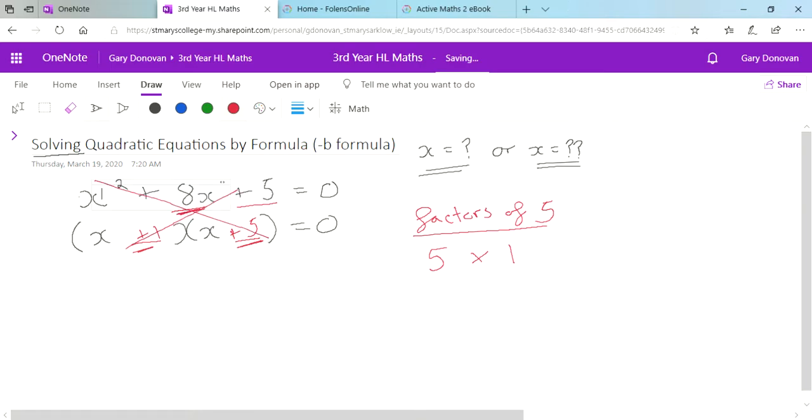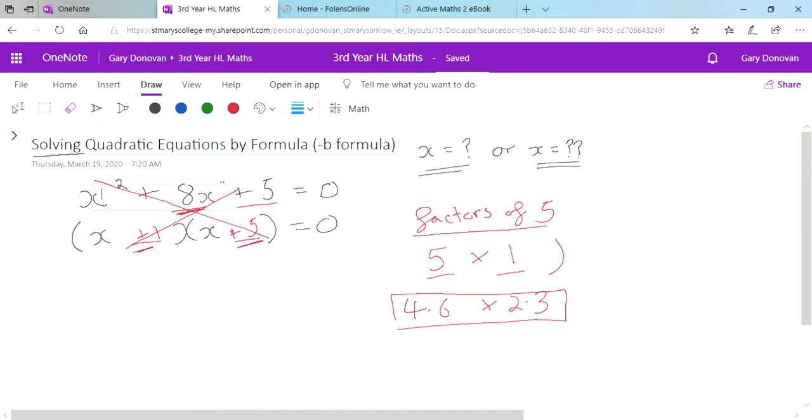So what's different with this question? Why can't we solve it? Well, the reason is that our answers aren't actually whole numbers. Our answers are going to be decimals. It might be 4.6 times 2.3. Factors that actually we couldn't figure out in our head like we can with these ones. So for these type of questions, we're going to use a different method. We're going to use a formula, and we're going to use what's known as the minus b formula.